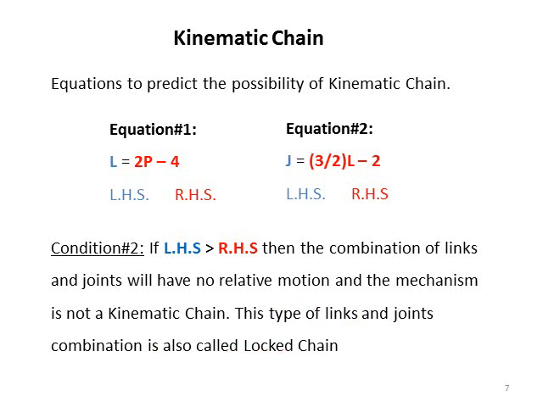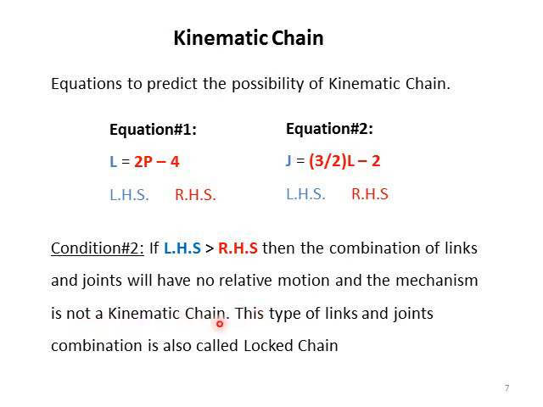I will repeat it again. If the left hand side is more than the right hand side in any of the equations, either equation number 1 or equation number 2, what will happen? The combination of links and joints will have no motion at all. If you apply force, there will be no motion in the mechanism, and so this type of combination of links and joints will not be called a kinematic chain.